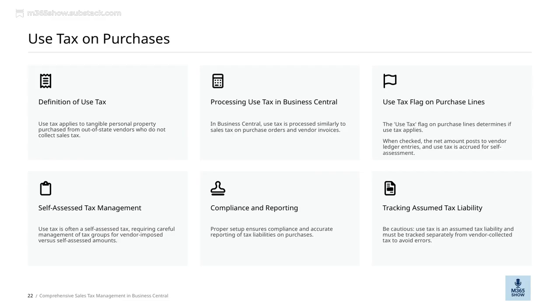It's important to understand that use tax is often a self-assessed tax, which means we need to actively manage the tax groups, distinguishing between amounts that vendors impose and those we self-assess. One key element to look for is the use tax flag on purchase lines. When this box is checked, it indicates that use tax applies to that particular purchase. The system then posts the net amount to the vendor ledger entries and accrues the use tax for us to self-assess. Use tax typically applies to tangible personal property bought from out-of-state vendors who do not collect sales tax.